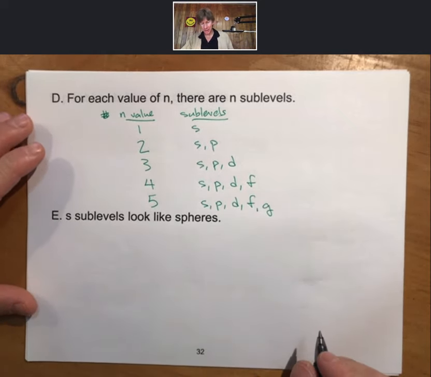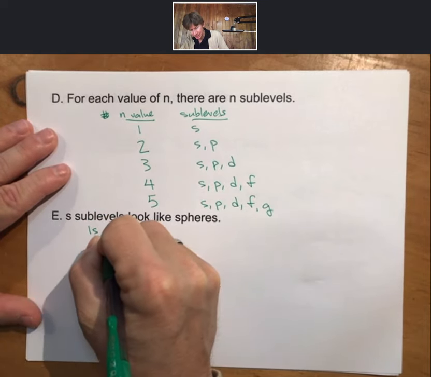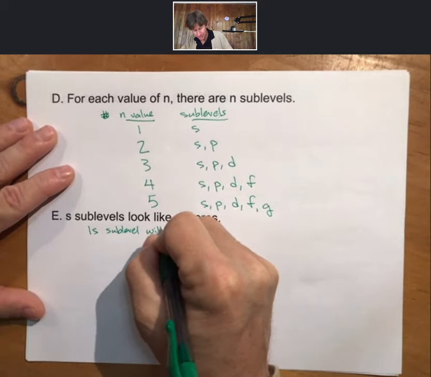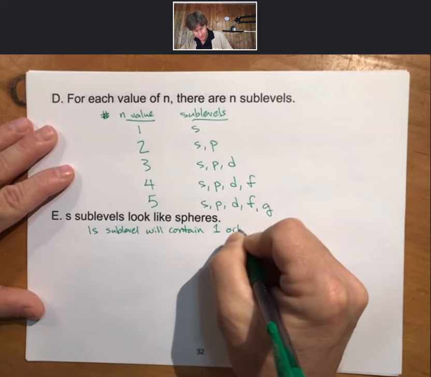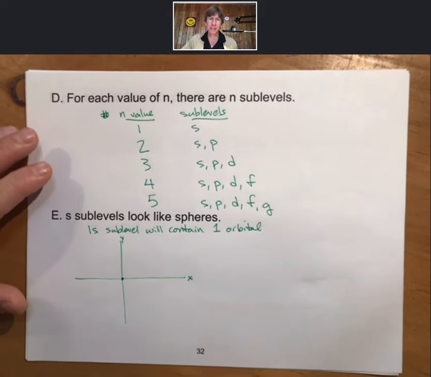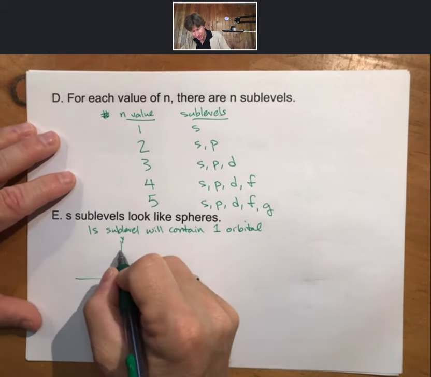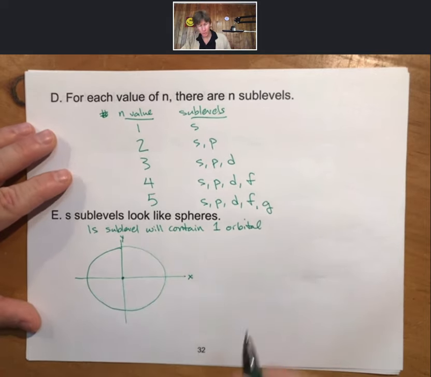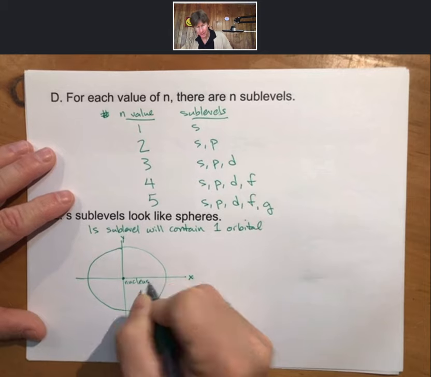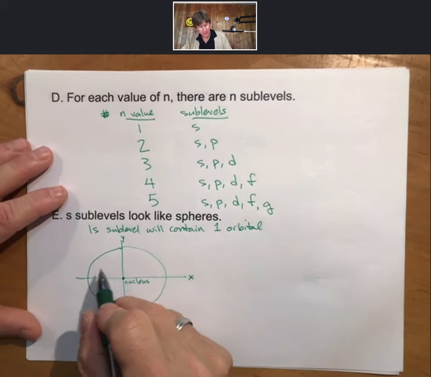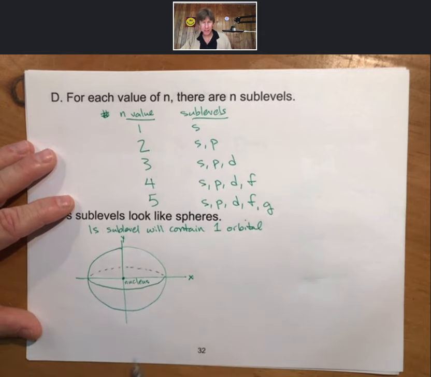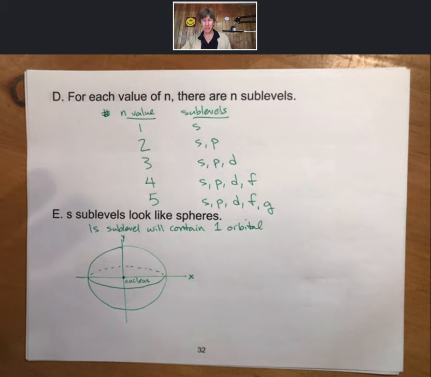S sublevels look like spheres. So here's a 1s sublevel, and a 1s sublevel will contain one orbital. You will potentially be asked to draw s sublevels. Here is what you would draw: a sphere centered on the x and y axes, where the dot in the middle is always the nucleus. A circle is fine to approximate a sphere; if you wanted to make it look a little bit three-dimensional, you could add in those parts as well, but circles are fine to represent spheres.